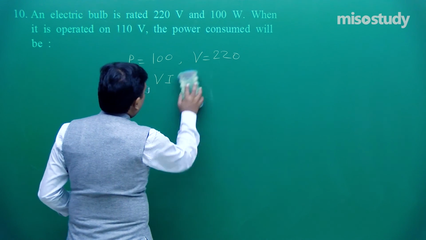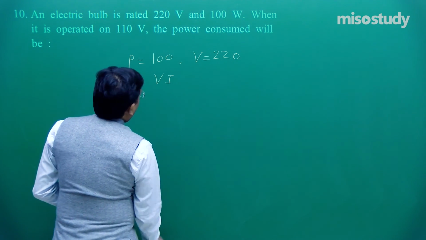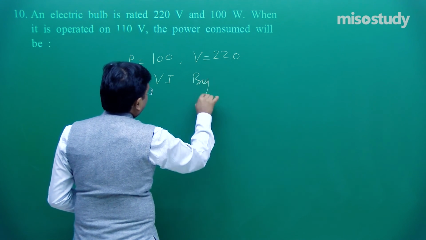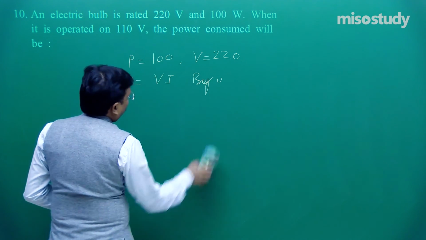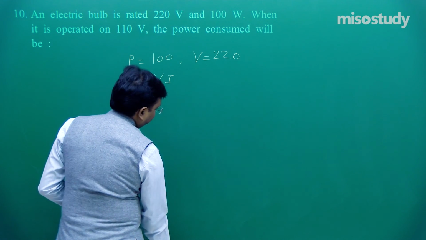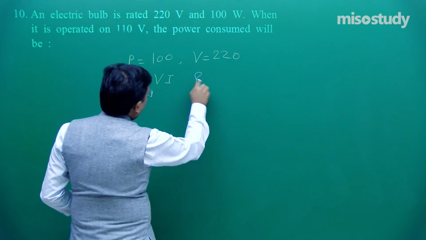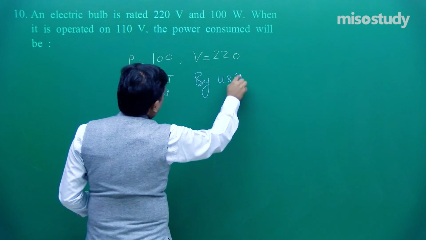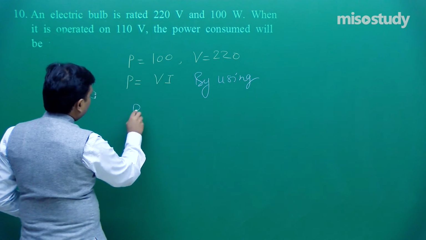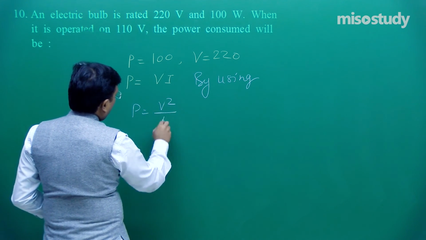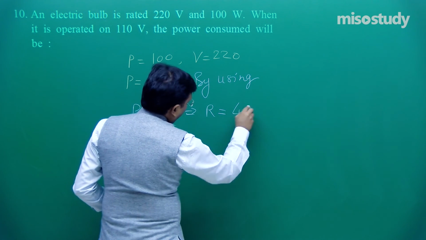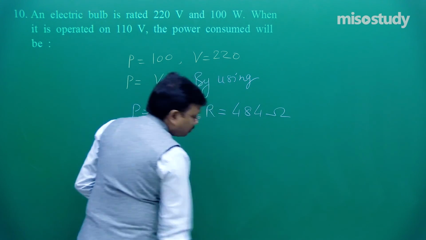So, simply I will say, by using V square over R, I will get R is equal to 484 ohm.